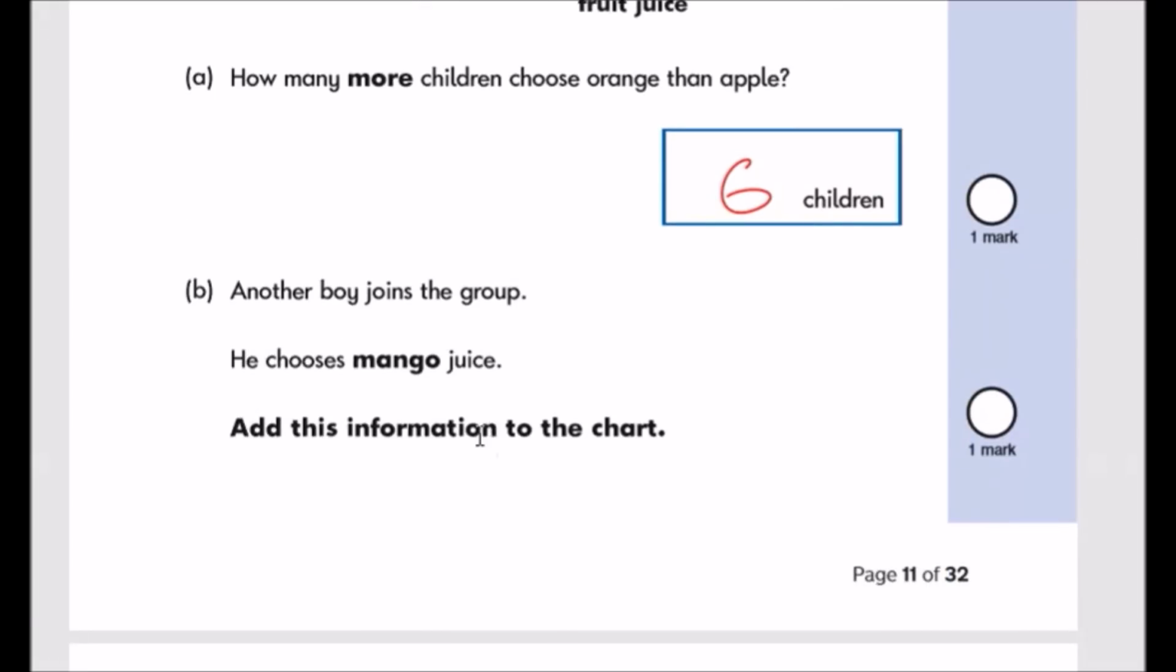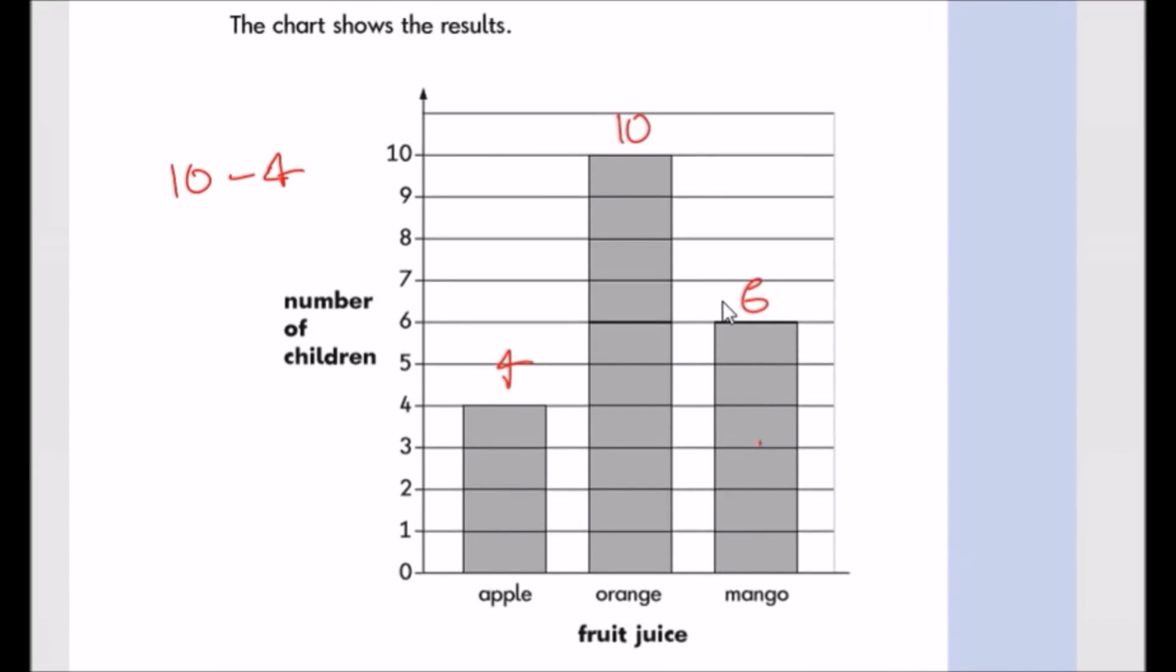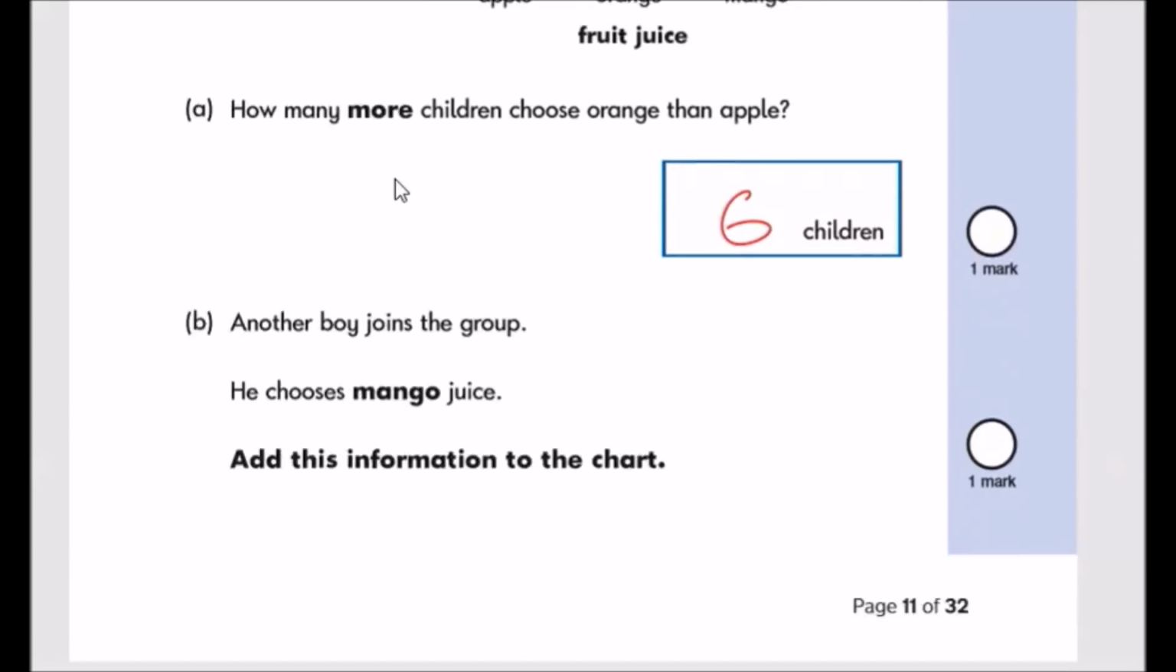Another boy joins the group. He chooses mango juice. Add this to the chart. So we need to add 1 more to the mango because that's 1 boy. So now we have 7. So add 1 more bar. Okay, let's move on to the next question.